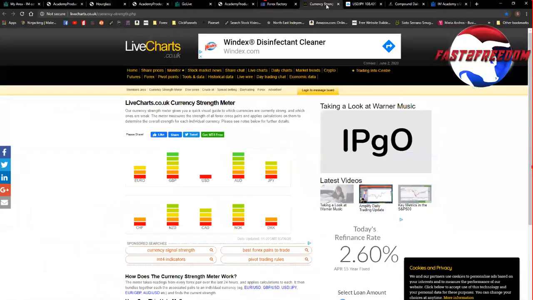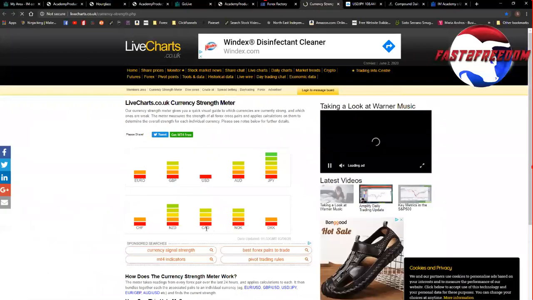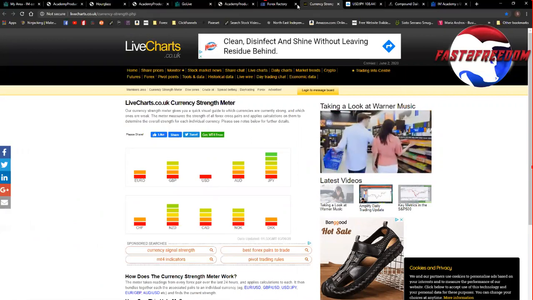So let's move on. I just want to see the USD CAD. Let's look at the strength real quick. Refresh the screen. USD CAD. Okay, so CAD has 4 bars.